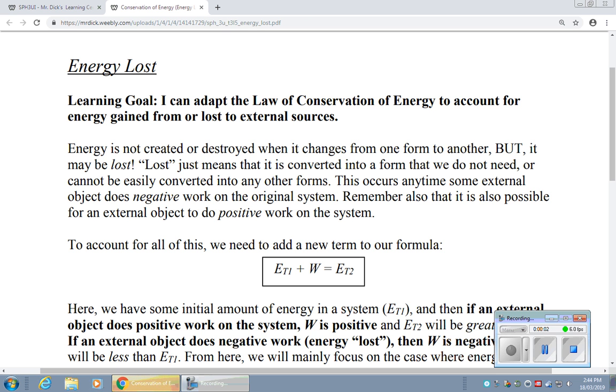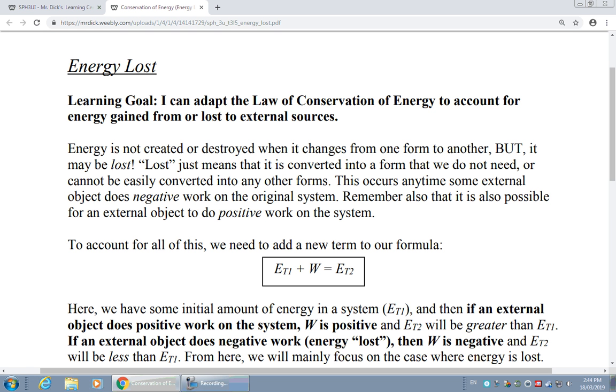So far we've seen and talked about the fact that energy cannot be created or destroyed when it changes from one form to another, but we'll often hear people talk about energy being lost. And lost really just means that the energy's been converted into some form that we didn't actually need or can't be converted into any other forms easily.